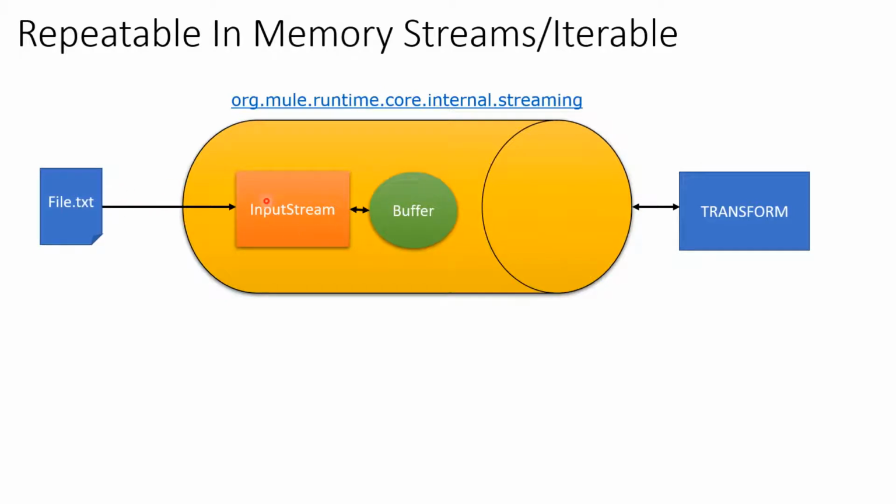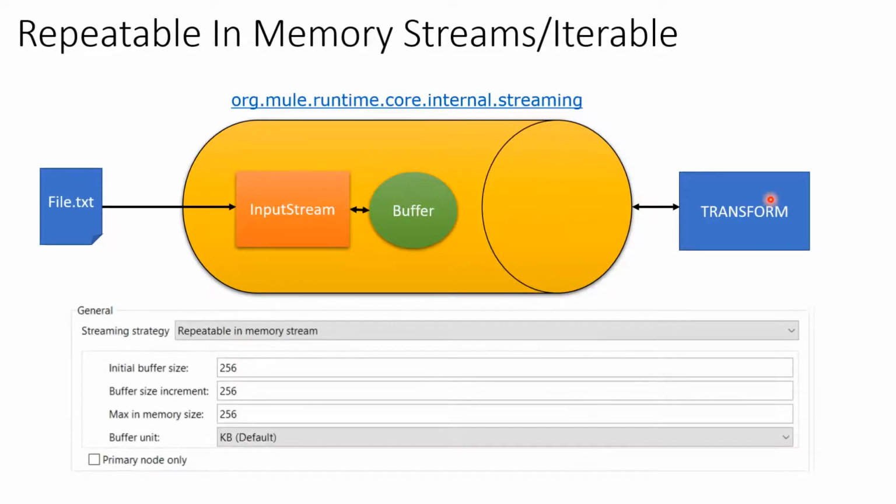Suppose you read a line of a file and that gets stored in the buffer, and from the buffer it is available to the stream, and then the stream provides the data to the transform. This is how the flow works. Okay, and then in the buffer you have an increment size and a max size. So this is how the configuration looks. So let's understand the configuration.